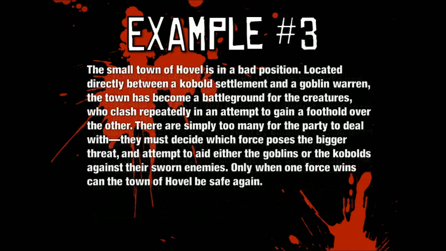So, all right, example 3. The small town of Hovel is in a bad position. Located directly between a kobold settlement and a goblin warren, the town has become a battleground for the creatures, who clash repeatedly in an attempt to gain a foothold over the other. There are simply too many for the party to deal with. They must decide which force poses the bigger threat, and attempt to aid either the goblins or the kobolds against their sworn enemies. Only when one force wins can the town of Hovel be safe again.